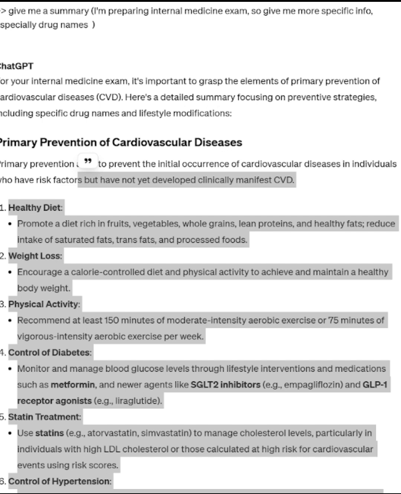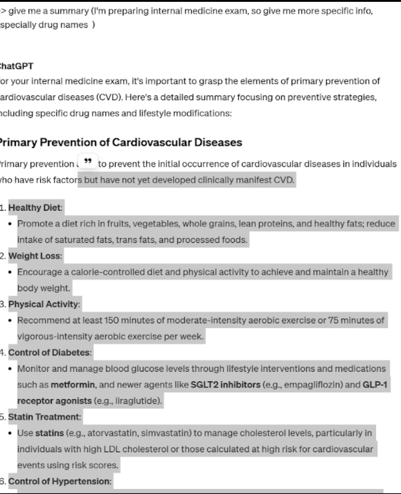Primary prevention of cardiovascular diseases. Primary prevention aims to prevent the initial occurrence of cardiovascular diseases in individuals who have risk factors but have not yet developed clinically manifest CVD. 1. Healthy diet. Promote a diet rich in fruits, vegetables, whole grains, lean proteins, and healthy fats.